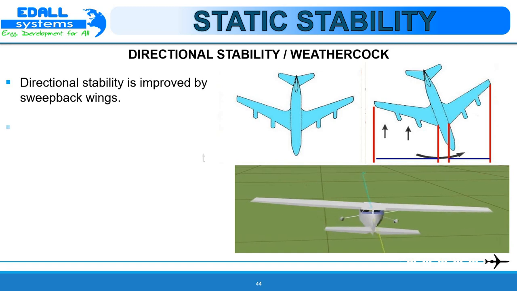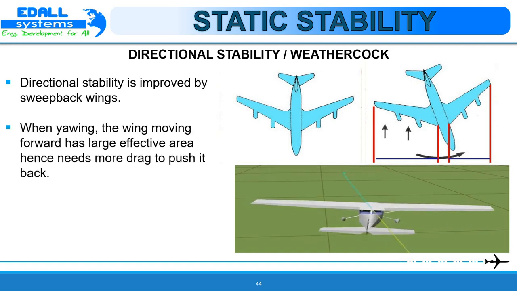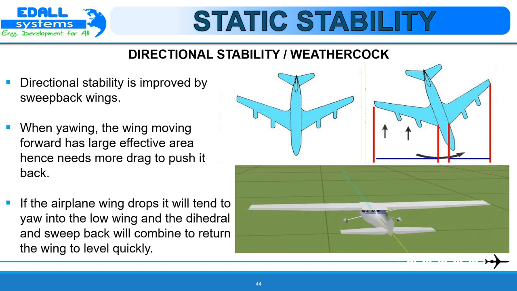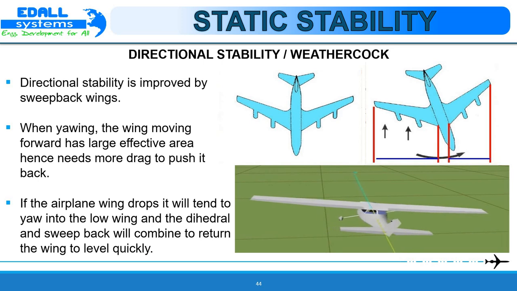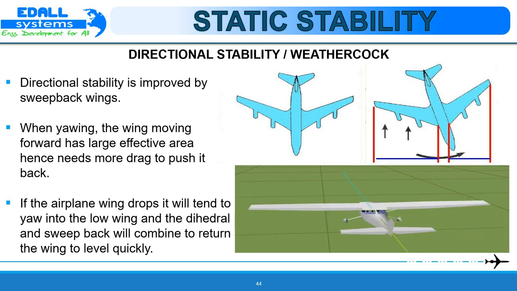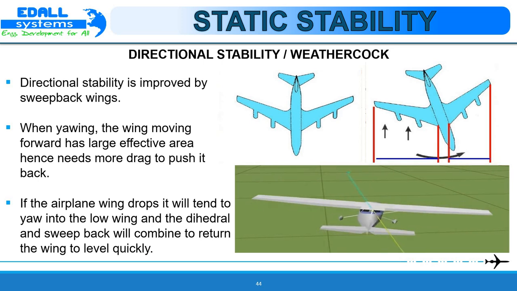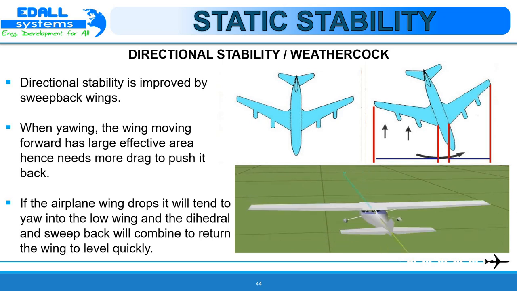Directional stability is improved by a swept-back wing. When yawing, the wing moving forward has a large effective area, hence needs more drag to push it back. If the aeroplane wing drops, it will tend to yaw into the low wing, and the dihedral and sweepback will combine to return the wing to an equal level.